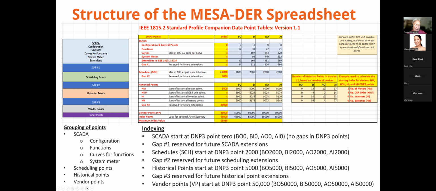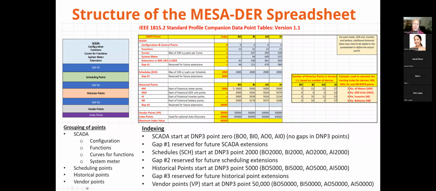So we're just going to leave room there. And then we have gap 3 at 30,000. Then we allow vendor points to start at 50,000. And essentially, we stop at 65535, which, if anybody knows, is the highest number that you can get for this size. So this is what we have and how we try to work it.